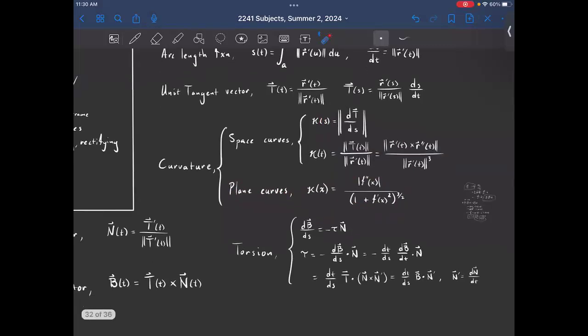Okay, notice also that it involves the second derivative here. And then up here, we have that T itself is already a derivative of r, and then we take a derivative of it to get curvature. So yes, there is a second derivative happening up here as well.